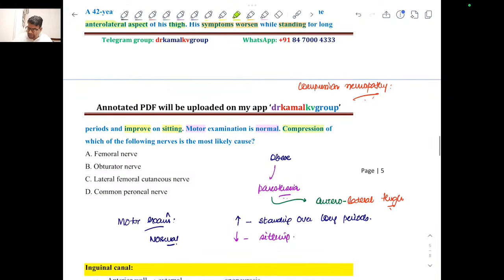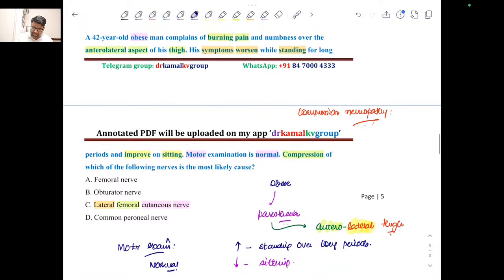So now anterolateral, this is all territory of the lateral femoral cutaneous nerve. Yes, you are right, Arya. So this is lateral femoral cutaneous nerve. So classical presentation, and yes, this condition is known as meralgia paresthetica.